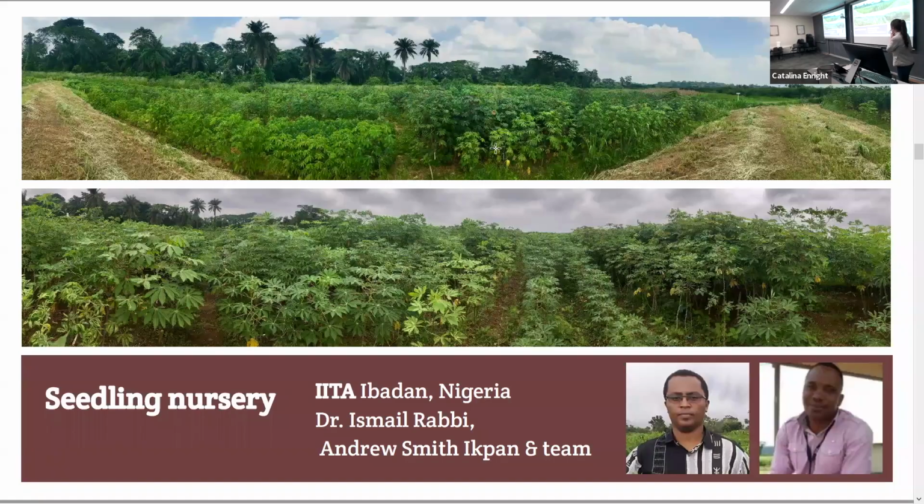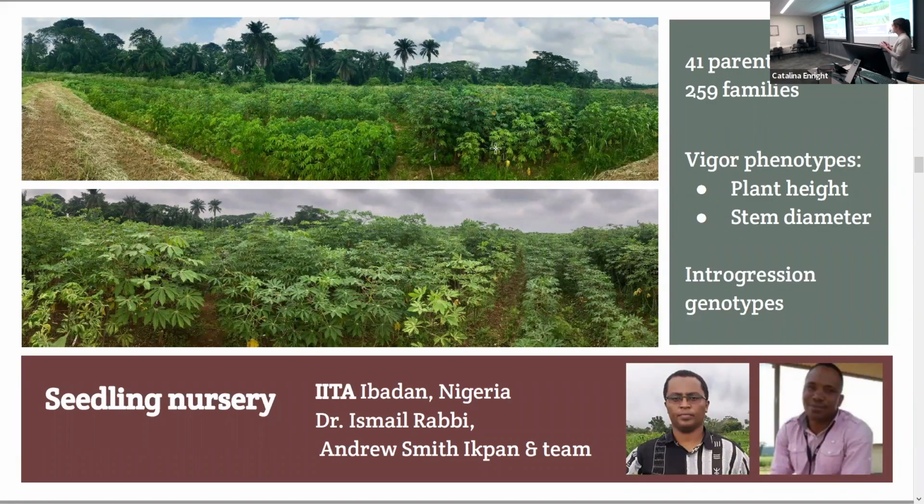So this is the seedling nursery that came from those crosses. This was growing at the International Institute of Tropical Agriculture in Ibadan, Nigeria. The crosses were made and planted by a team led by Dr. Rabi and Smith Ikfan at IITA, and I got to visit this field over the summer.